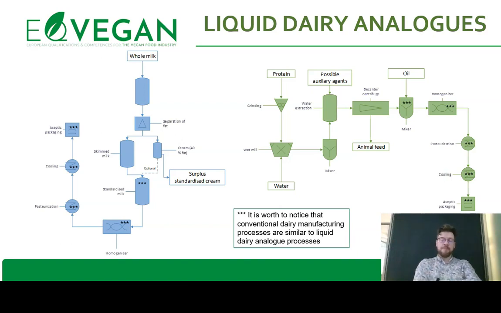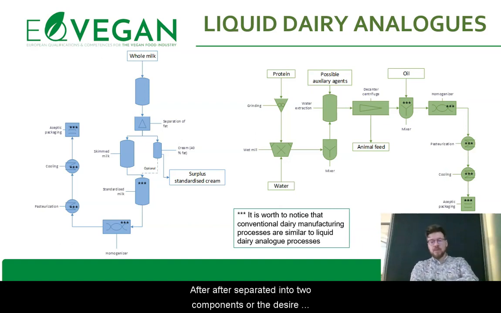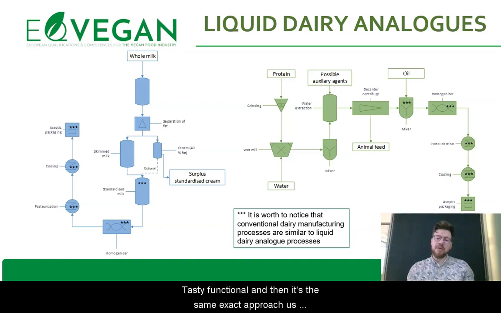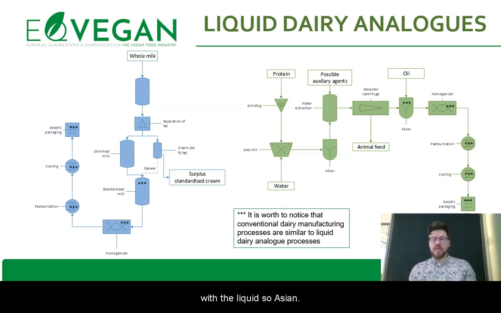So for example, if we are doing an oat drink, then during the decanting process, most of the non-soluble fiber hulls, for example from the oats, are separated, and this is sold as animal feed. After separating the desired components, there might be an addition of oil to make it a bit tastier and more functional, and then it's the same exact process as with the liquid milk. So homogenizing, pasteurization, cooling, and packaging.